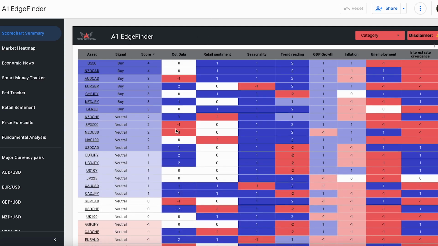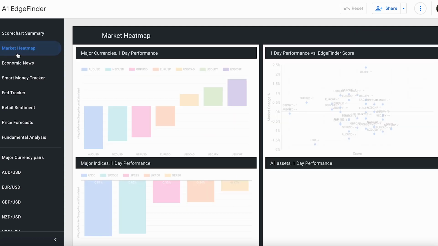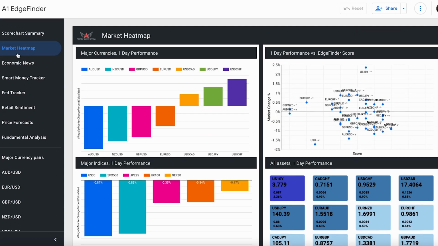So we're in the score chart summary, but I actually want to start in the market Heatmap. What the market Heatmap is, it's our biggest movers from yesterday to today. So we can see here we have our major currency pairs. These are our major US dollar pairs here, as well as our major US indices: US 30, S&P 500, JP 225, UK 100, and German 30. So our biggest indices that we have listed in the EdgeFinder. This, of course, is not all the different assets that we have listed.